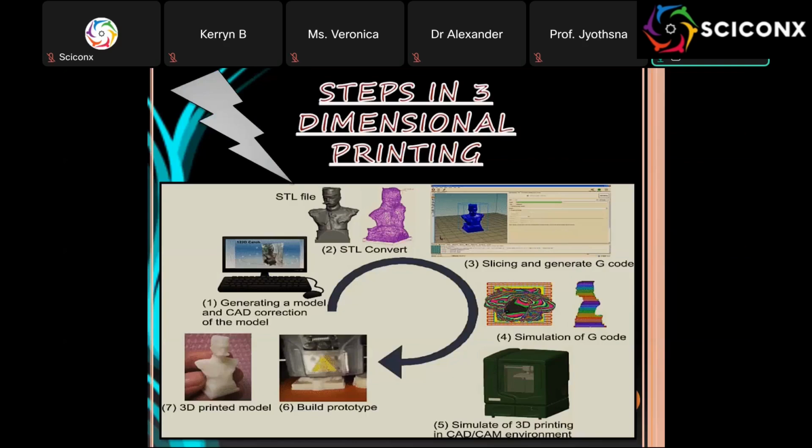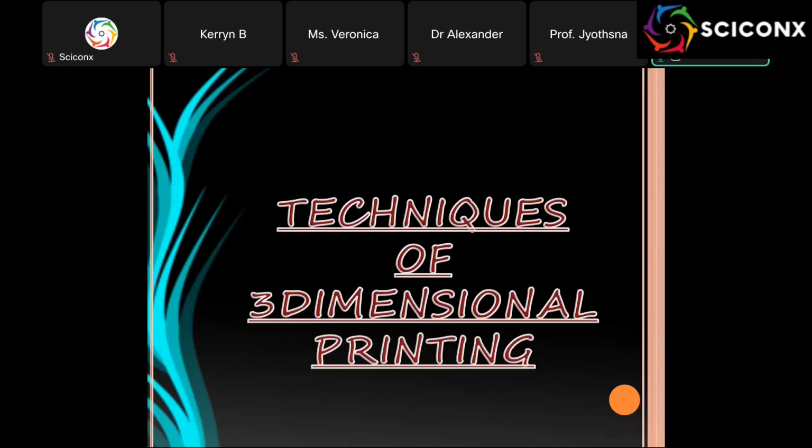G code will become activated. There are some other codes with the name of Slic3r or Cura. So these are the other two codes which are going to be generated on the computer screen. Then the simulation of this G code file will be there, and the three-dimensional printers will become stimulated through the CAD/CAM software, and then they will build a prototype, and the three-dimensional printed model will come into revolution.